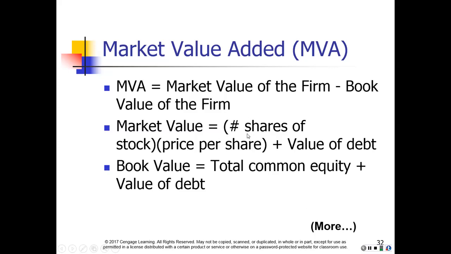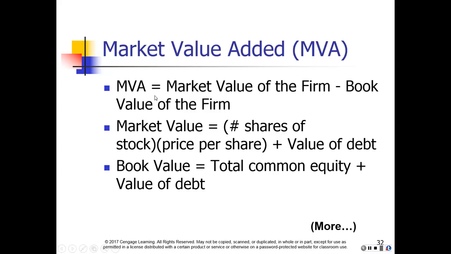Now, economic value added was the value added to the company during that year. Market value added is actually the value added to the company over the years of its existence, right? So it's the market value of the firm minus the book value of the firm. Book value of the firm is basically its beginning value.